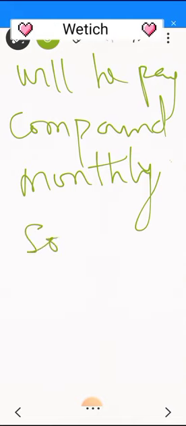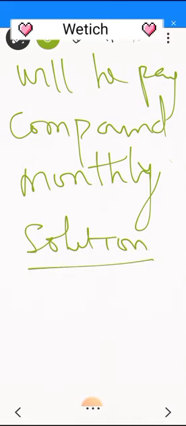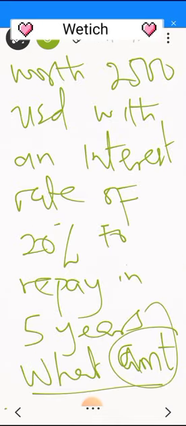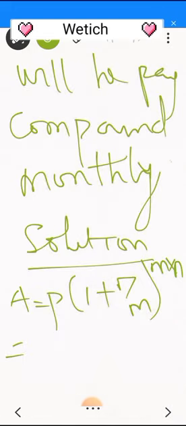Now let's solve it. Solution. I would restate the formula so we can use it as a guide. The formula is A equals P bracket 1 plus R over M bracket close M times N. The current value of the loan obtained by Peter is 2,500, so we put it there. Based on practice, we should solve for the bracket first before anything else.